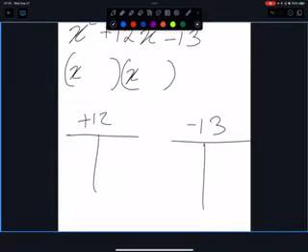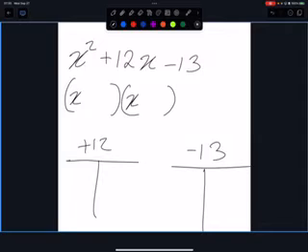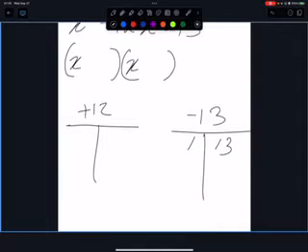So you always start with the number at the back. Two numbers multiplied with each other is negative 13 so far, and you cannot use fractions, decimals, and so forth. Only whole numbers. So 13 is a prime number, so the only options available for 13 are 1 and 13. Now the question is the signs: negative, positive, positive, negative, negative, negative, positive, positive.